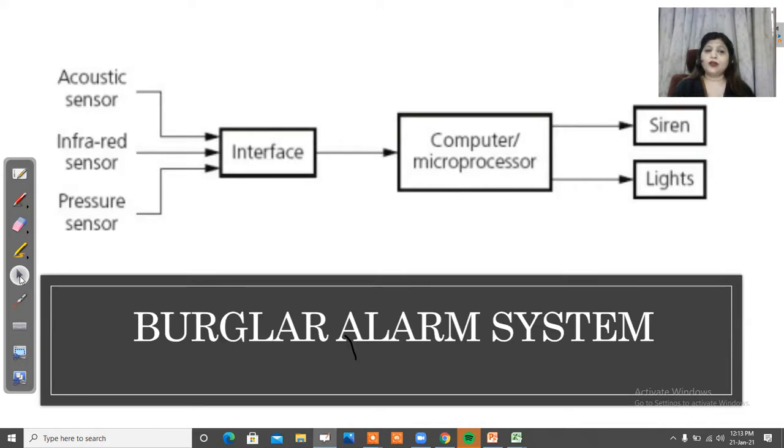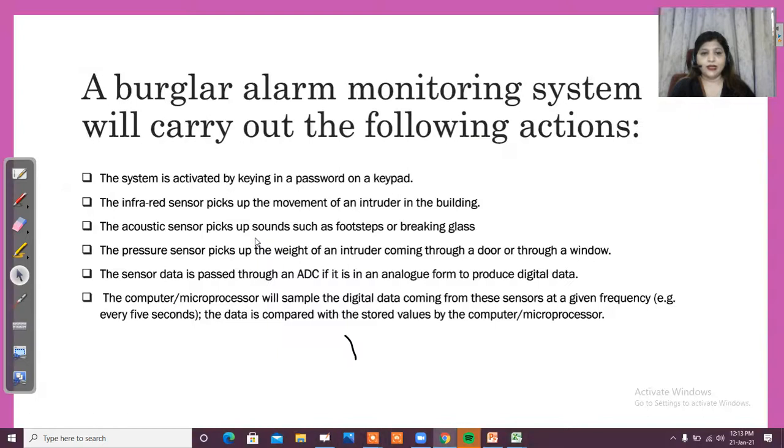Is going to be affected, is sensed by the acoustic sensor. And then ultimately, the people administering this burglar alarm system will call you, asking for your safety. Okay, so moving ahead, there are a few things we already have discussed verbally. Now let's have a clear understanding that a burglar alarm monitoring system will carry out the following actions.